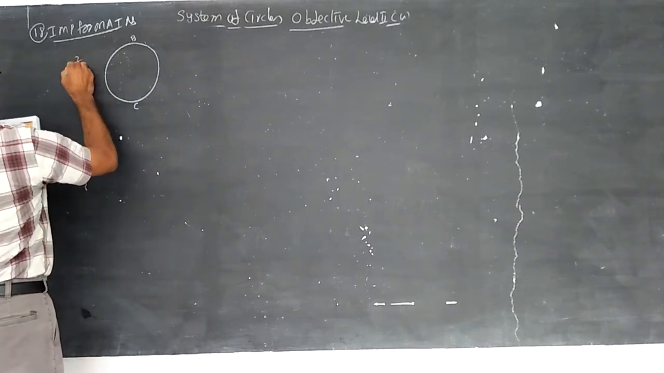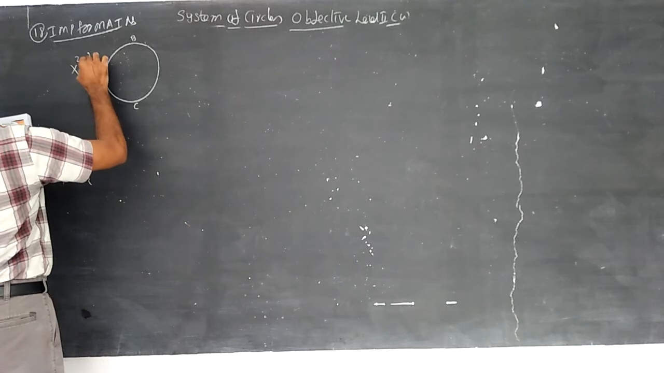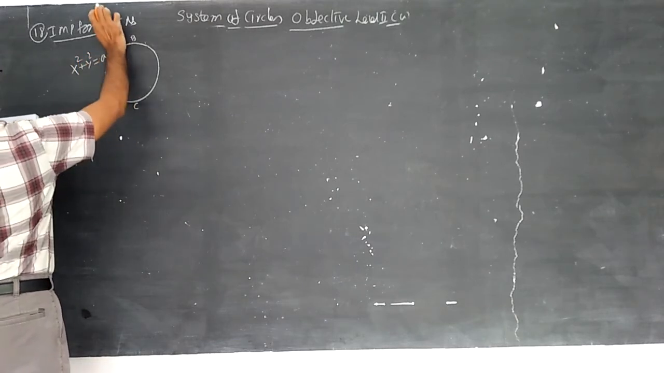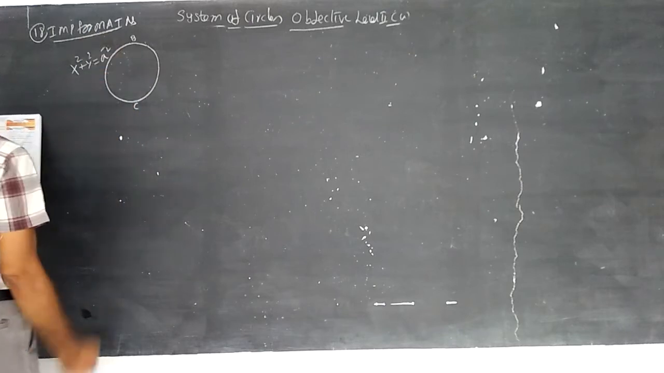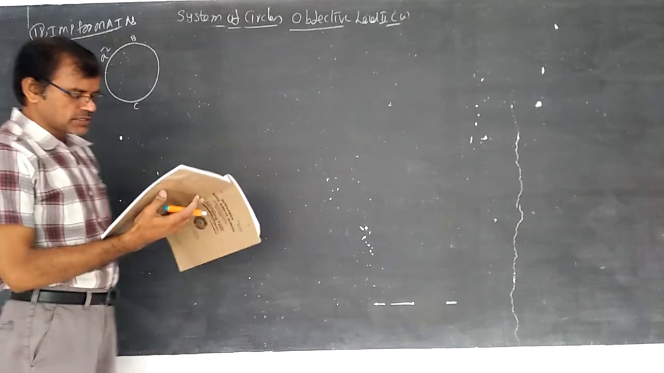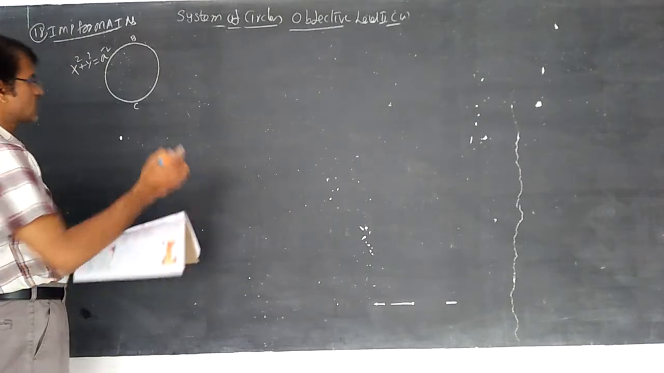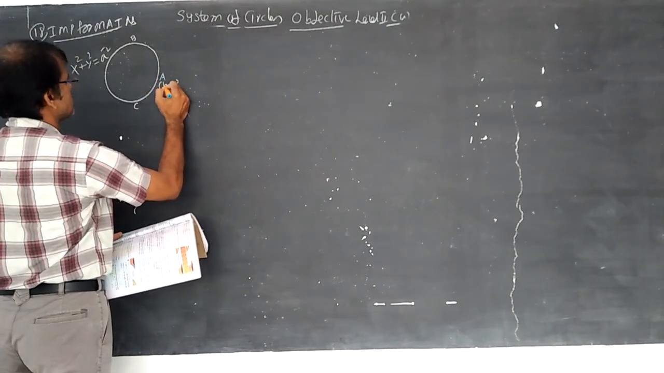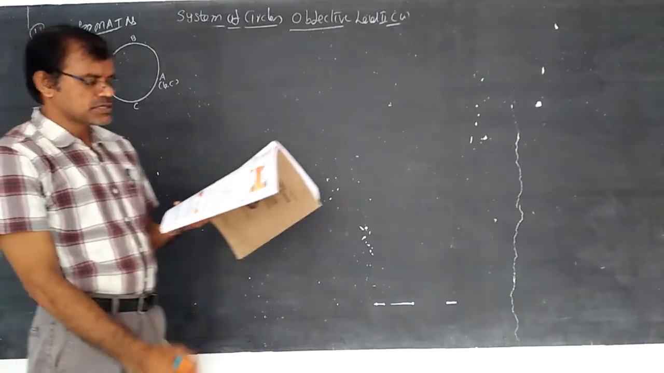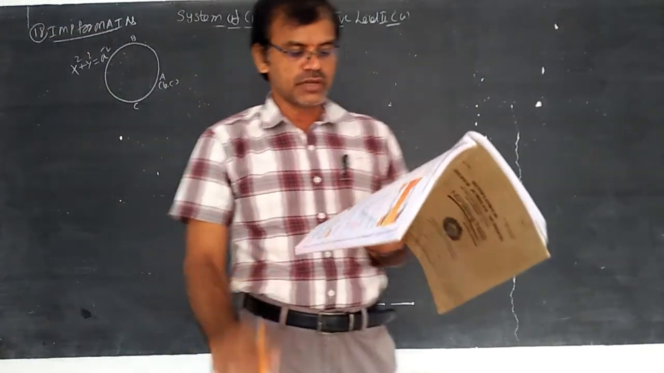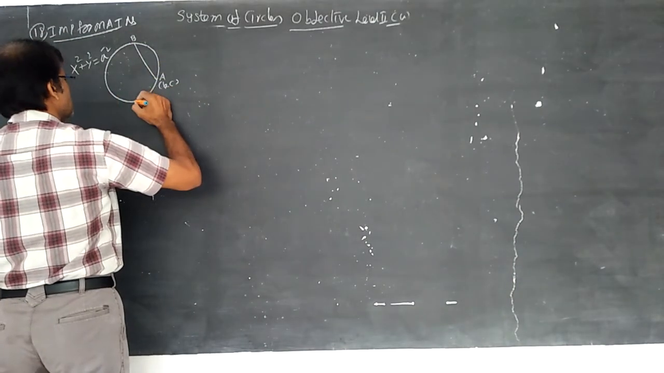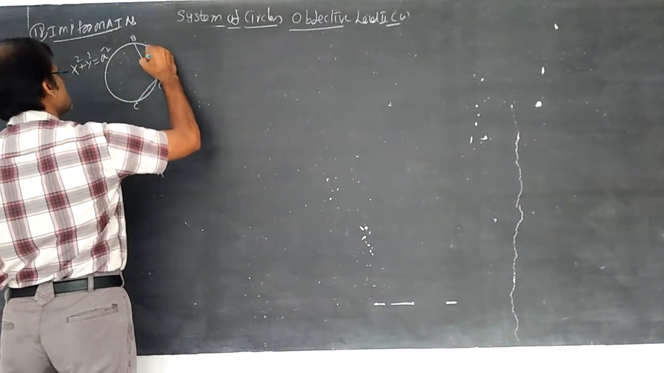x square plus y square is equal to a square is the circle. B and C are points on the circle. A point A, B comma C lies on the circle such that AB equal to AC equal to D. Join like this. AB equal to AC, BC is BC.